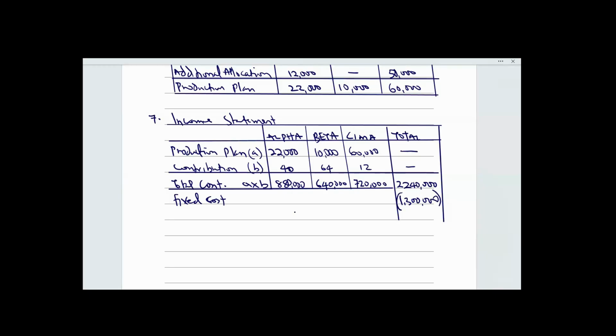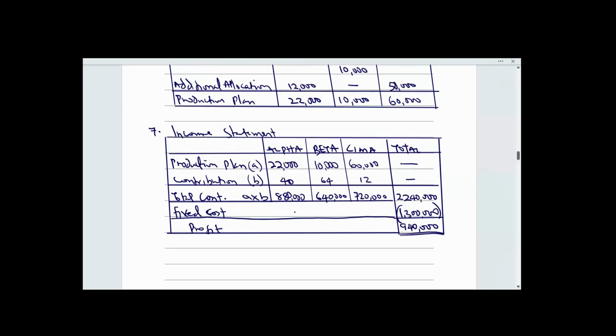Therefore, what's the difference? That should give us 940,000. Am I correct? Yes, sir. So this represents the profits. That's the net profits. That's the end of the question. It's as simple as that.